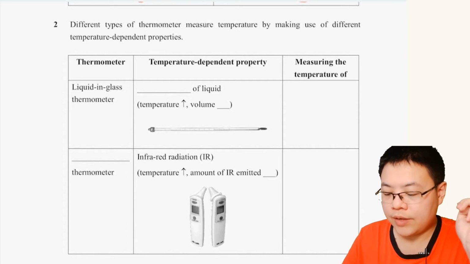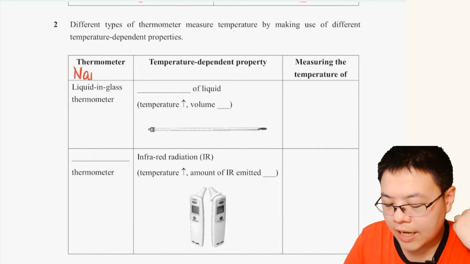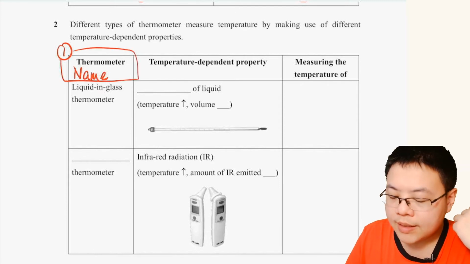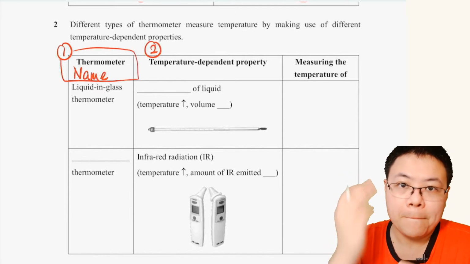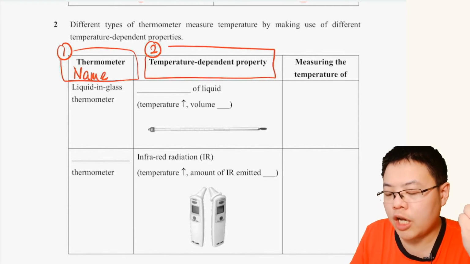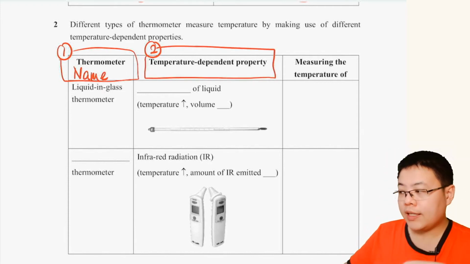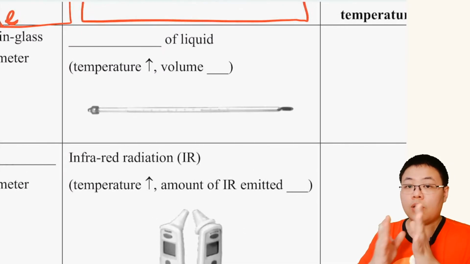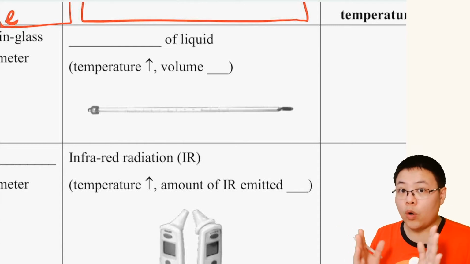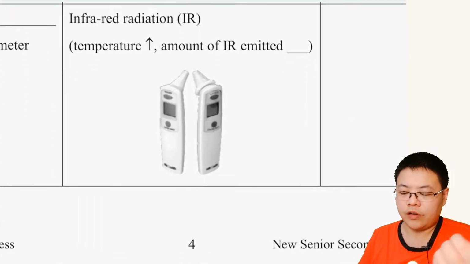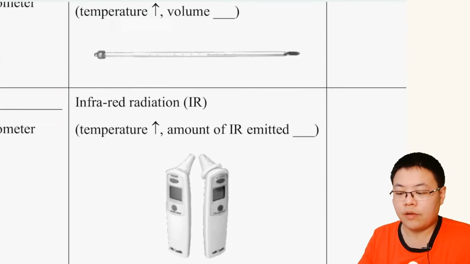There are 3 things. Okay, first, what's your name? How do we call the thermometer? Okay, the second one is, what does it measure? What is the physical property that will change with the temperature? When it is hot, this property will change. For example, in the liquid in glass, what is the changing part? It is the volume. Okay, but not all use the volume change. For example, infrared, it is how much infrared you give out.